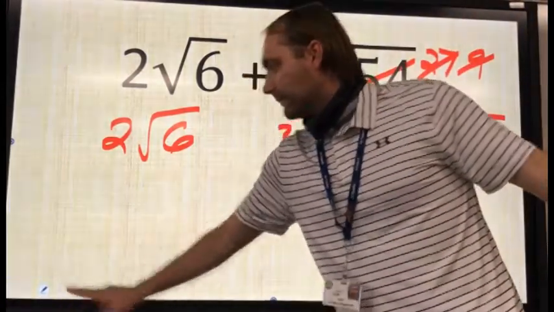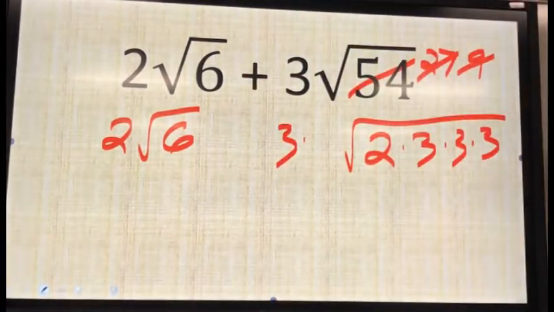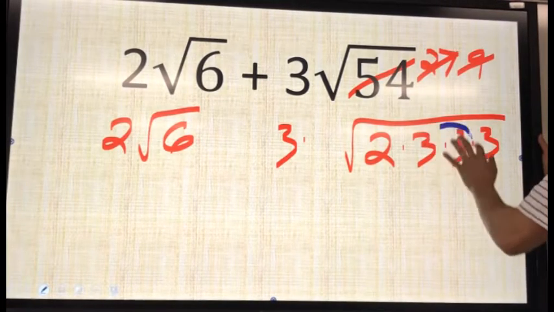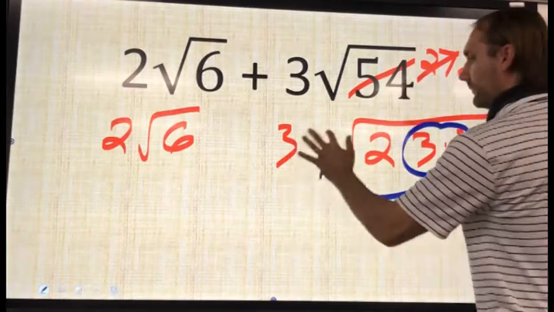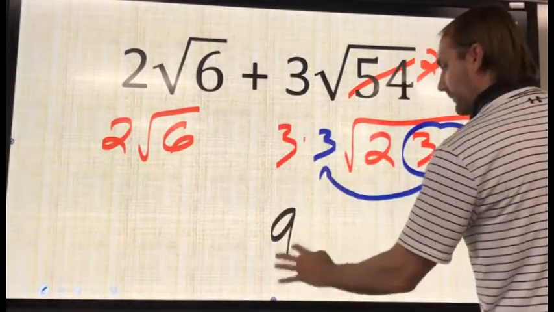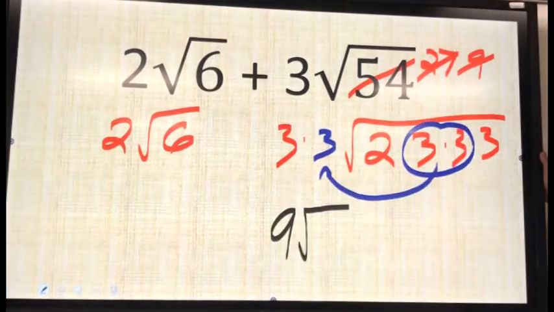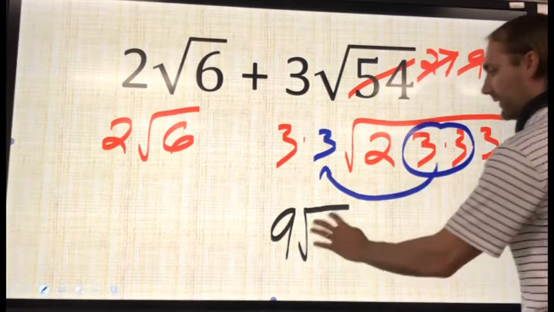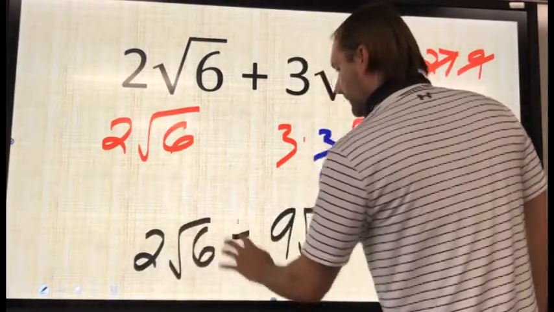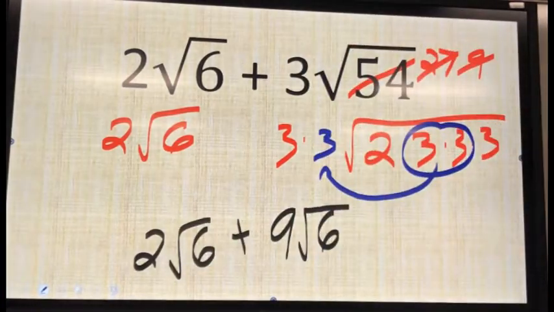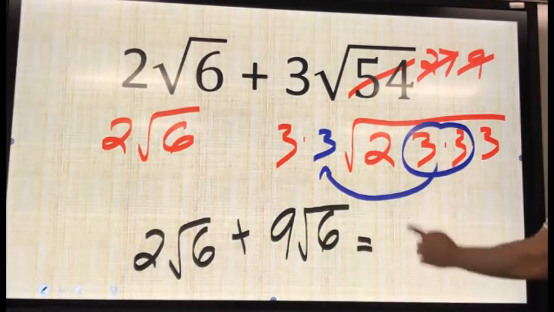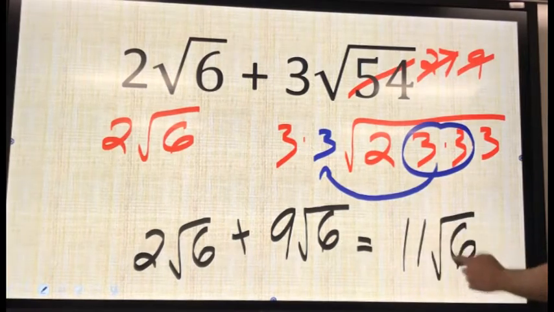Now, what am I circling? What am I looking for? Pairs, right? A pair of 3's that's going to come out. So that gives me 3 times 3 is 9. Square root of, what did I not circle? 2 times 3 is 6. Now, when I look at the 2, can I add them together? Yeah, so that's why you have to simplify first, because they actually could be like terms. And that's going to give me 9 plus 2, 11 square roots of 6.